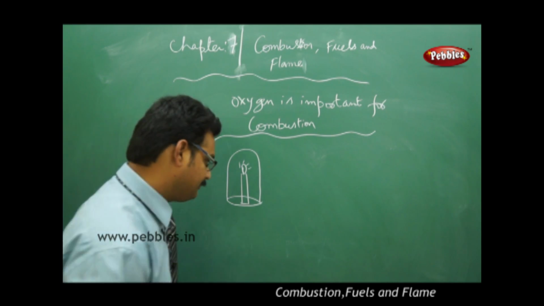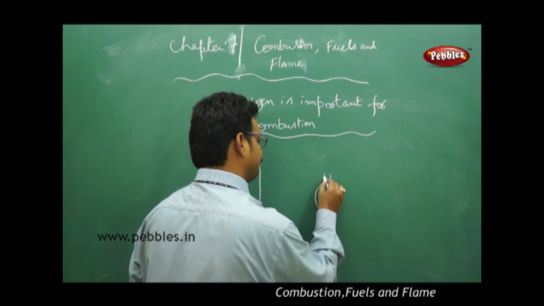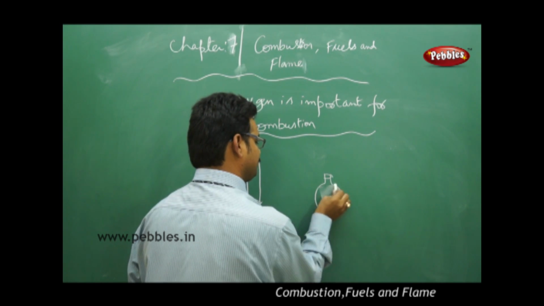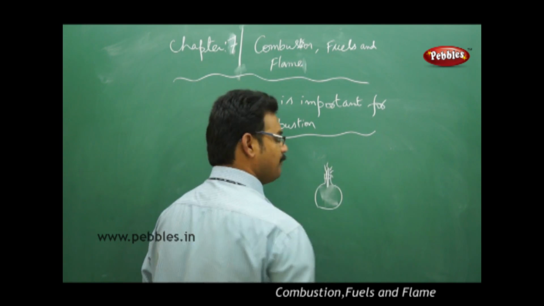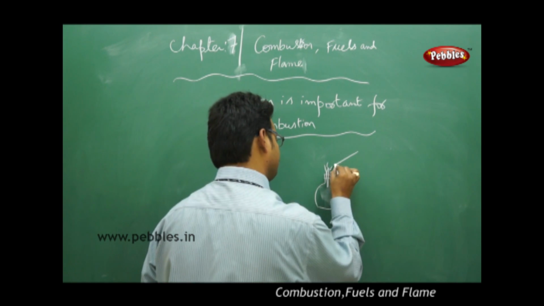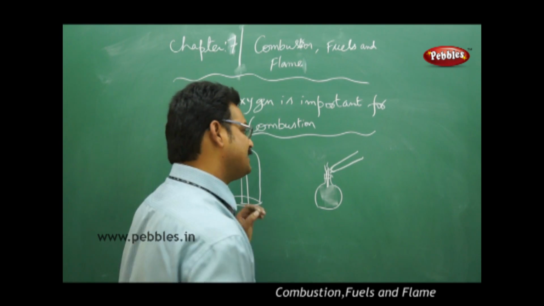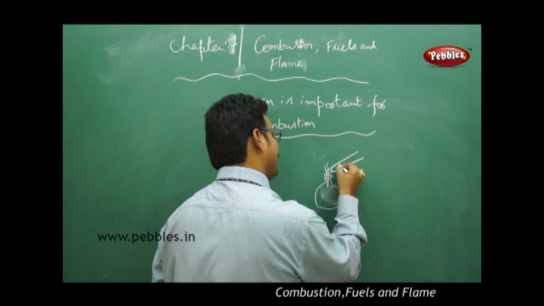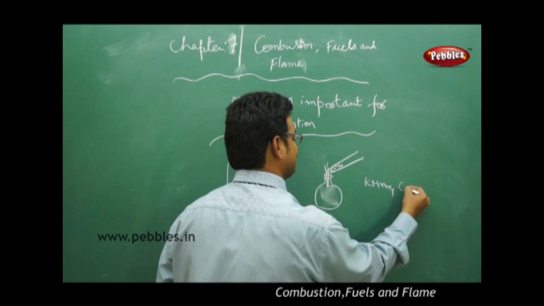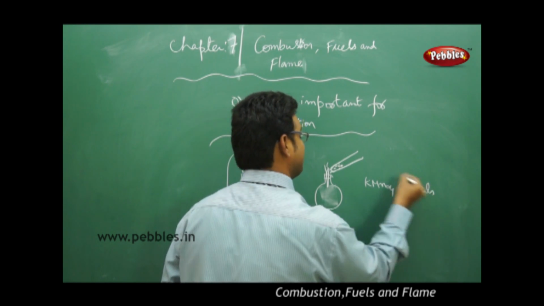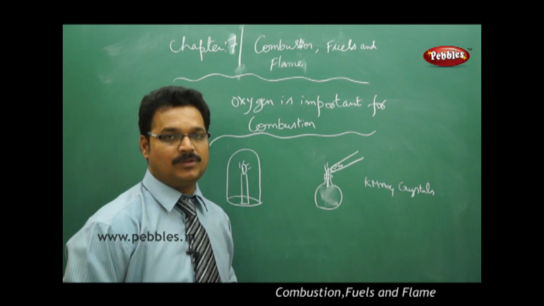That's the second activity. For the second activity, take a spirit lamp. You could take a candle also. Take a spirit lamp, this is the flame. This is a test tube. Now, inside the test tube, place some potassium permanganate KMnO4 crystals.